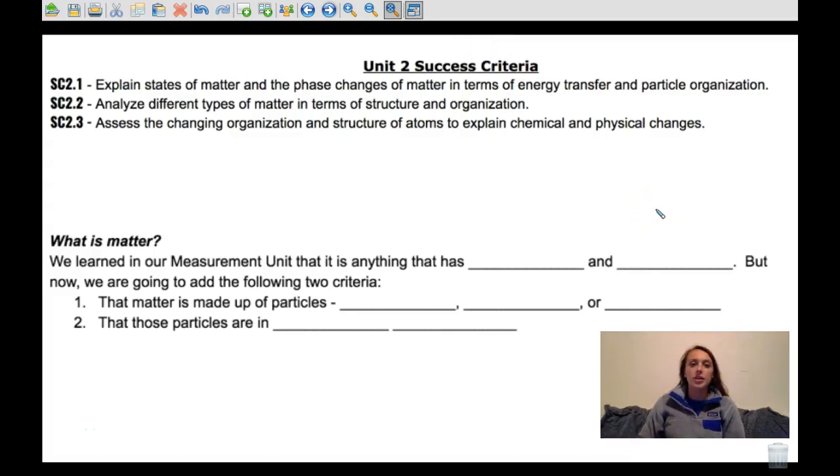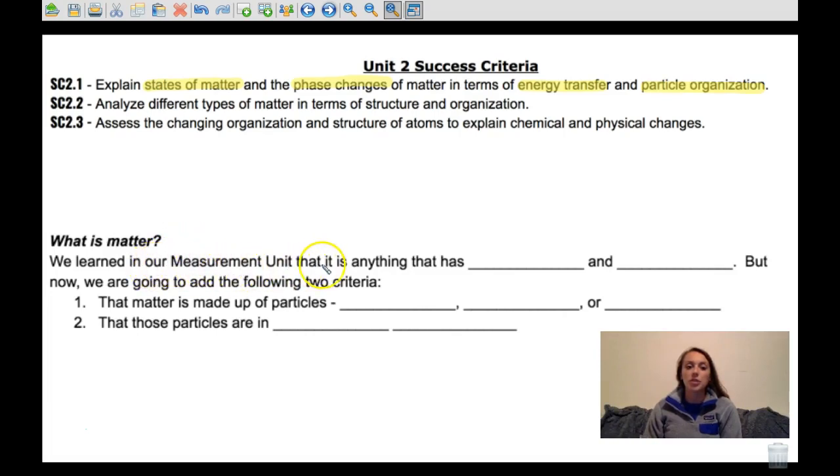Our first success criteria in our matter unit is to be able to explain the states of matter and its phase changes in terms of energy transfer and particle organization. But before we get started, let's remind ourselves what matter is.